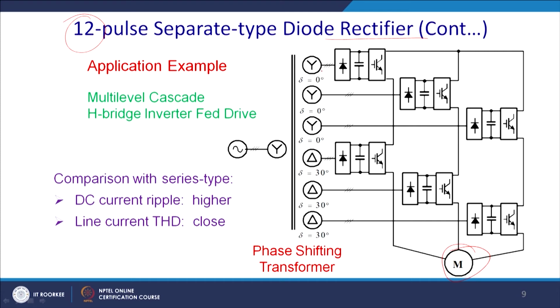So, you can see that this is a star, this is a star, and thus you can feed it to this converter. You can see that it goes from here, it goes to here, then there is another star.